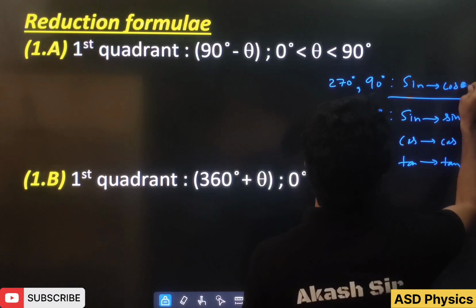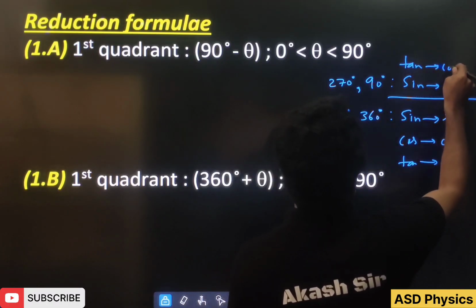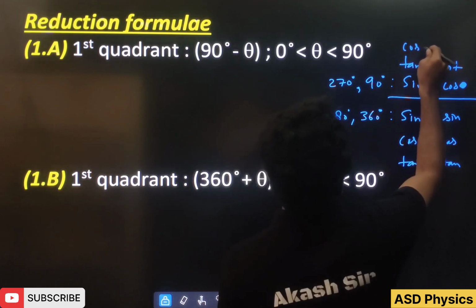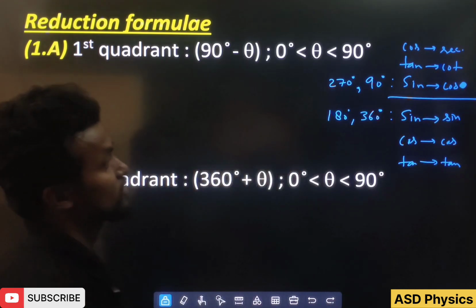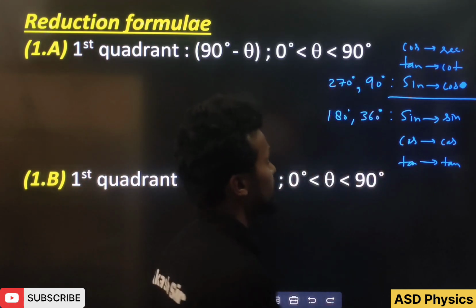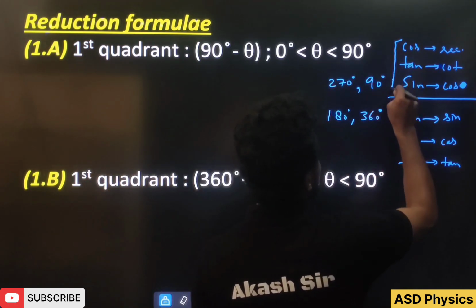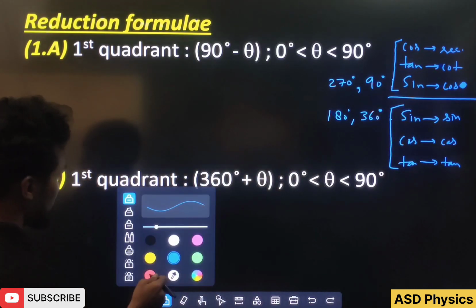But in this situation, sine will become cos. No need to put the angle here. After that, tan will become cot, and students, cos will become sec. So sine to cos, tan to cot, and cos to sec. Now remember this. Great. So now students, kindly come to this one.